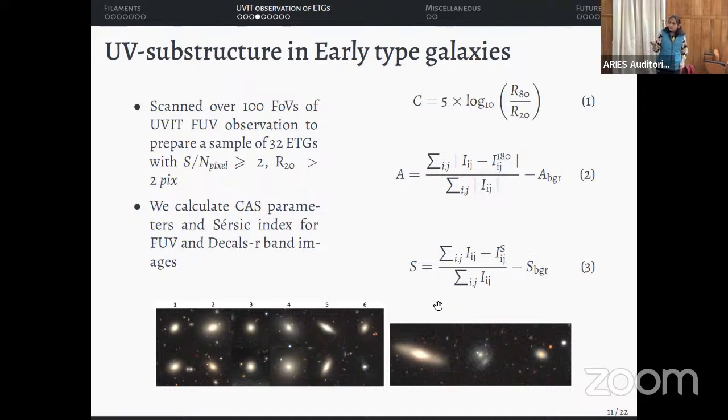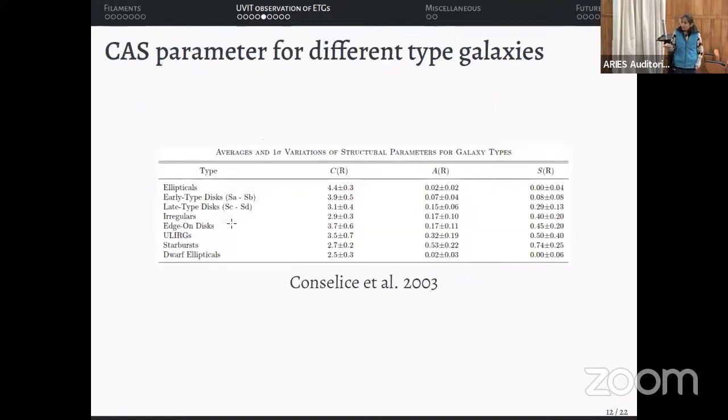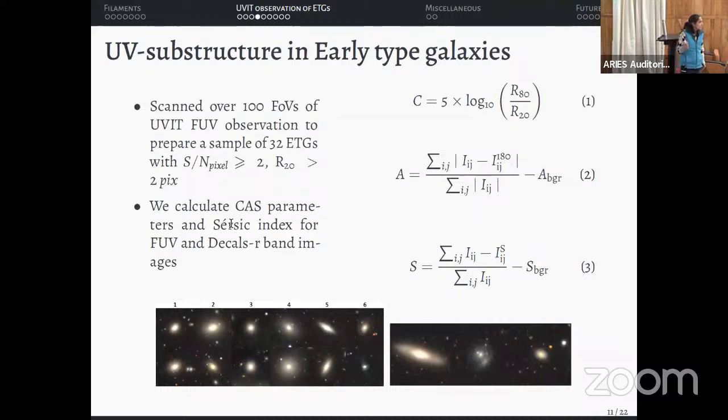We start with a sample of 32 early type galaxies. We apply some cut on the SNR per pixel, and R20, the radius at which your light concentration is 20%, was taken greater than 2 pixels. So, some background on CAS. Total light, it's a ratio. The radius.